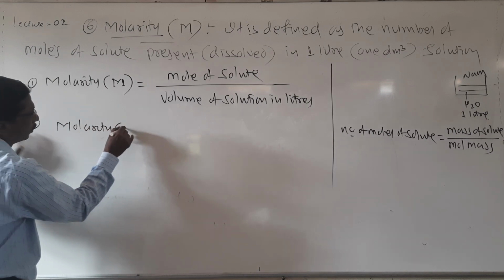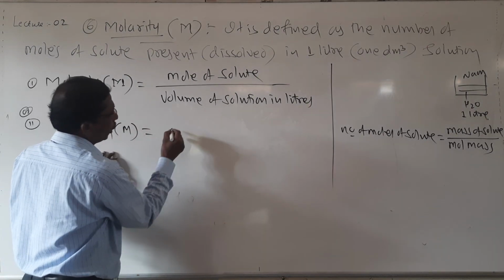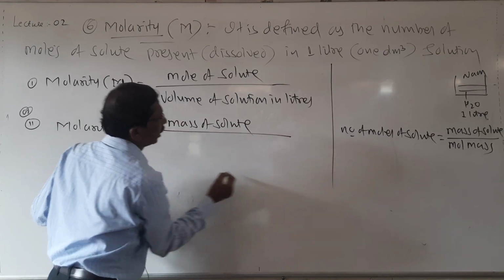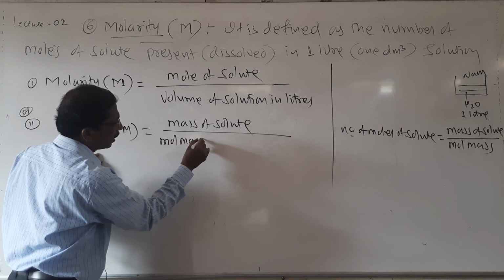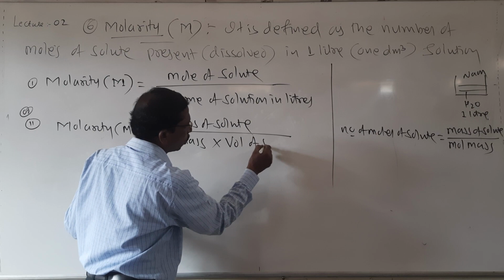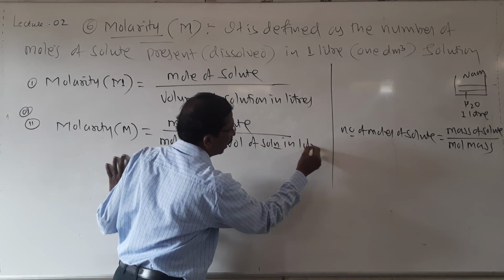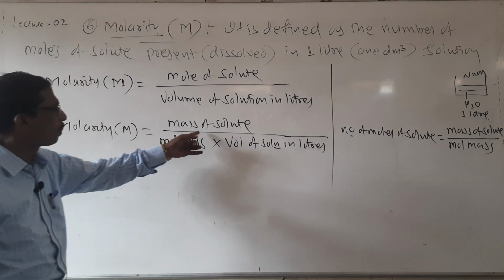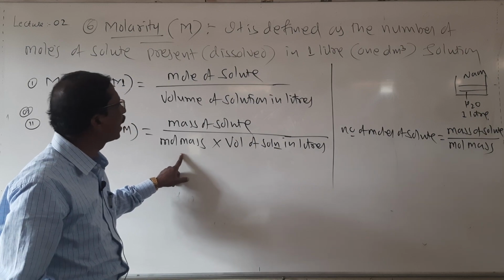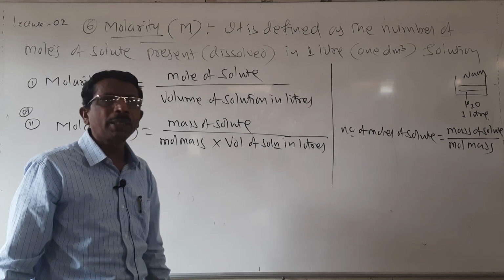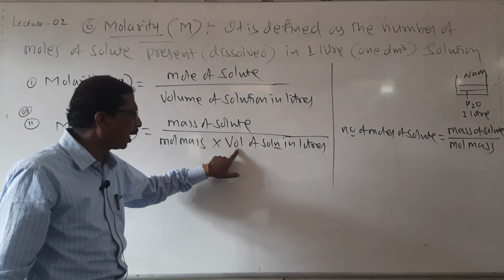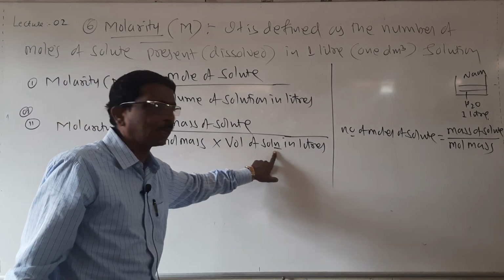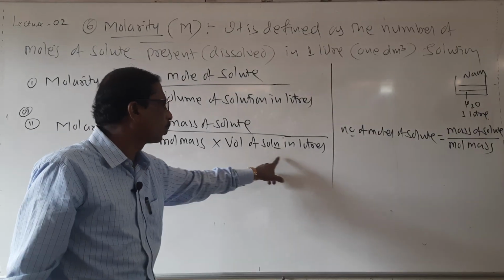Molarity is equal to mass of solute upon molecular mass into volume of solution in liters. Look here students, you may write this also. Molarity is equal to mass of solute divided by molecular mass into volume of solution in liters. Here volume of solution is written as VOL SOLN, volume of solution in liters.